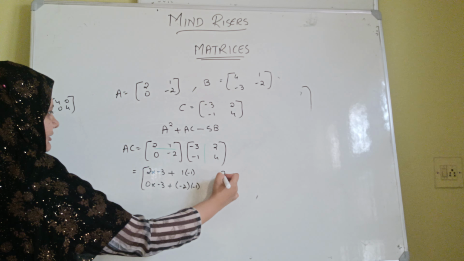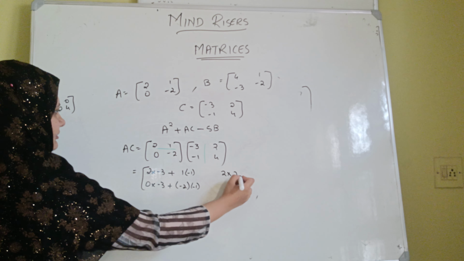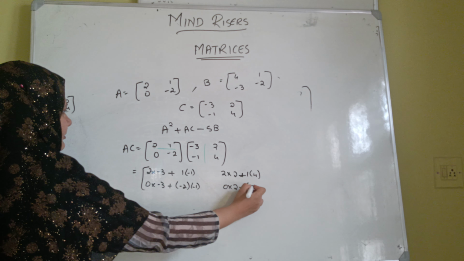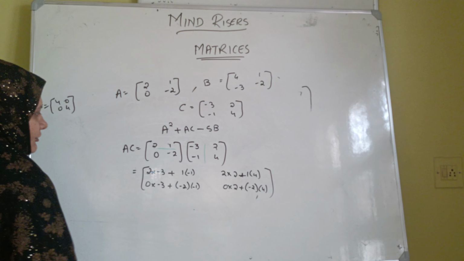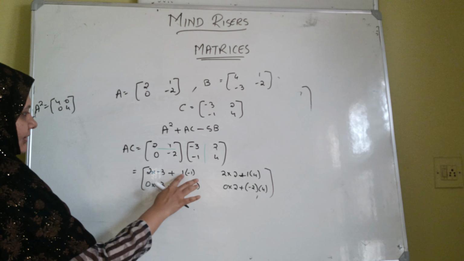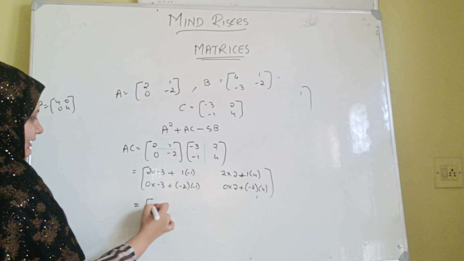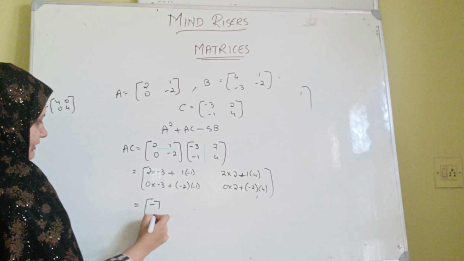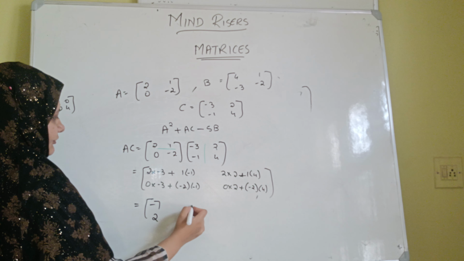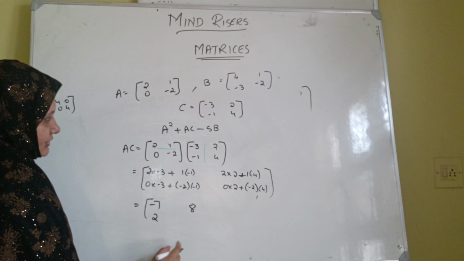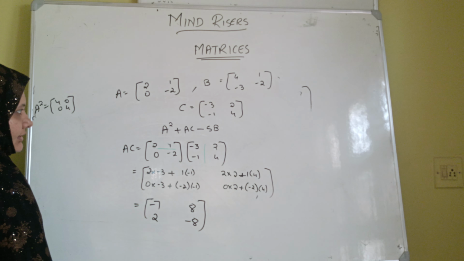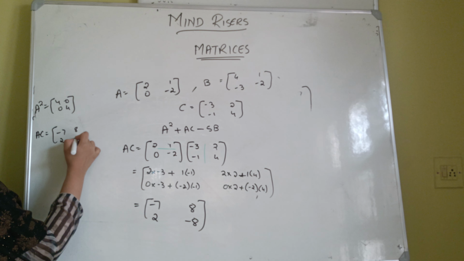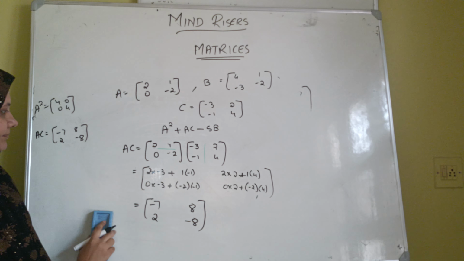Now for the next column again 2 into 2 plus 1 into 4, then 0 into 2 plus minus 2 into 4. So 2 into minus 3 is minus 6, minus 1 will be minus 7, 0 plus 2 will be 2 here. So 2 2s are 4 plus 4 is 8, 0, minus 2 4s are 8, so minus 8. We have our AC value which is minus 7, 2, 8 and minus 8.